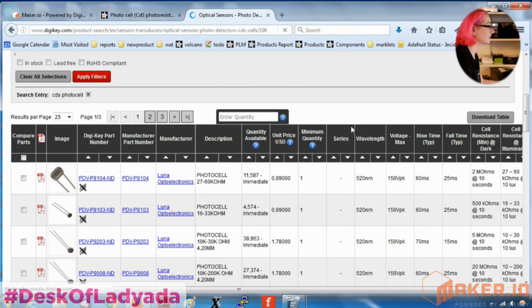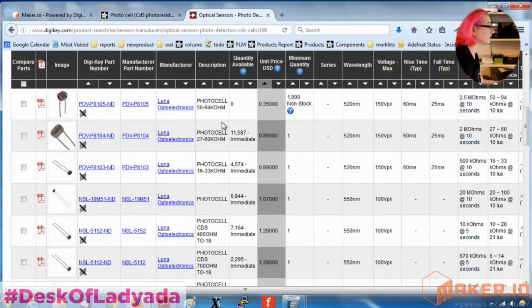This is if you buy one. Let me see if I can sort. Yeah, 35 cents. You can get them for much less. You can actually buy them on eBay and stuff.